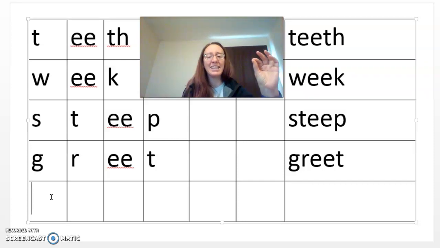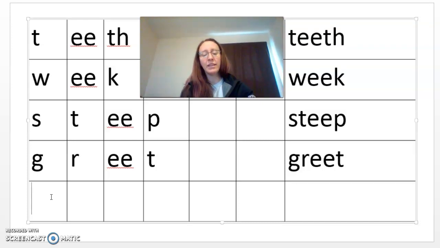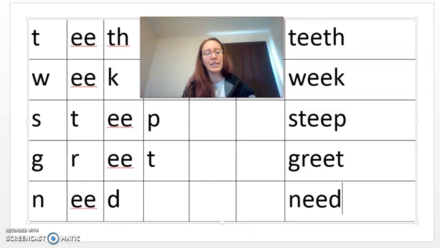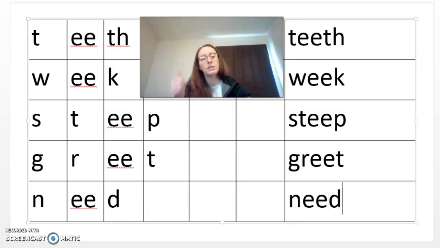Okay, the last word we're going to be spelling on this page, say need. Tap need. N-E-D. There are 3 sounds in need. Let's write the letters as we say the sounds. N-E-D. Let's spell need. N-E-E-D, need.